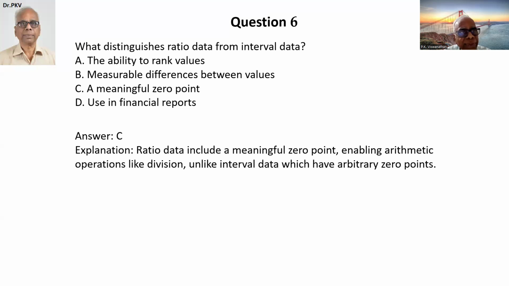Ordinal, you can rank them. Interval, you can rank as well as you can find the distance between the ranks. And ratio, you can do all. So ratio is the most superior scale because it has absolute 0 point. So answer C is the correct one.